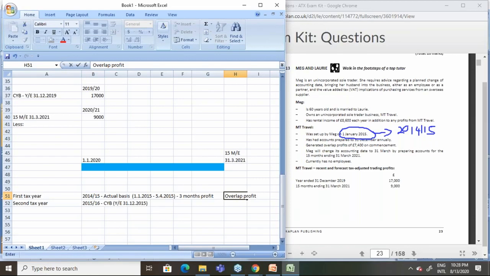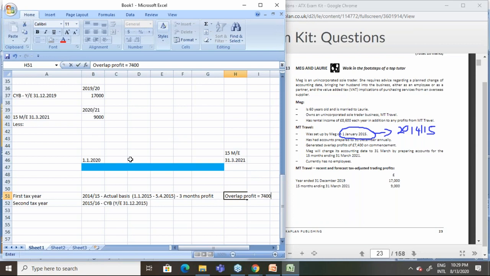How much is that? Overlap profit of 7,400. So overlap profit 7,400 is for a period of 3 months. Now coming back to the question, we have prepared accounts to the new accounting date, which is a later date in the tax year compared to what we had previously. And the assessable period cannot exceed 12 months, though we have prepared accounts of 15 months. So the 15 month time period should be reduced to 12 months.